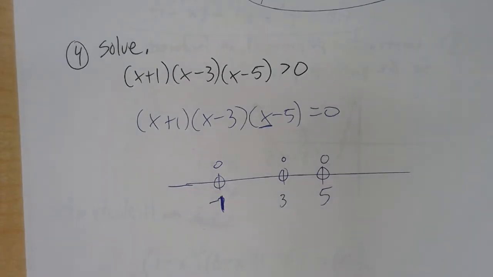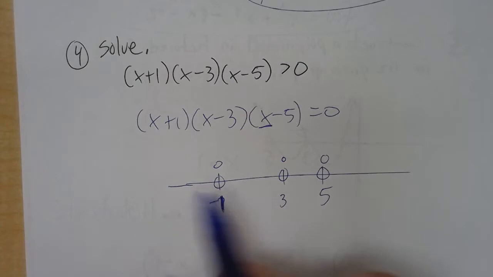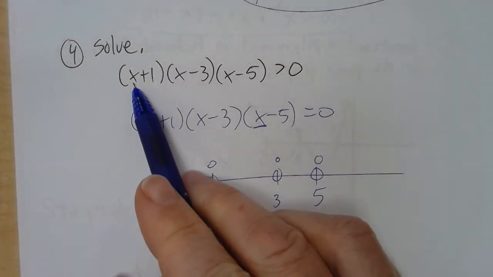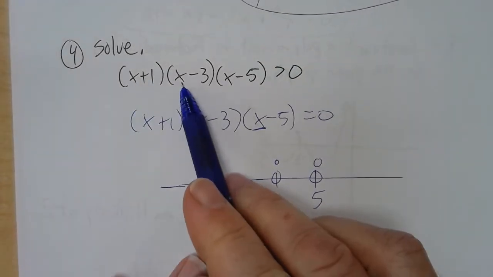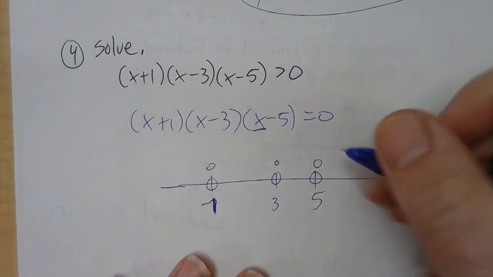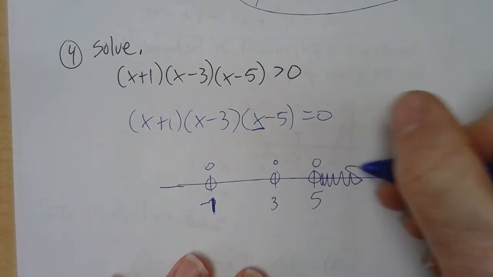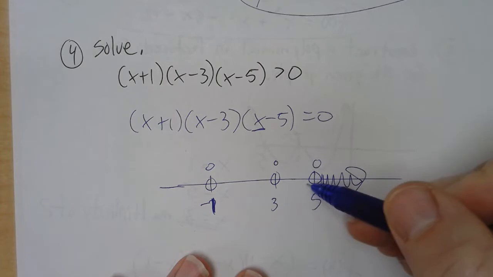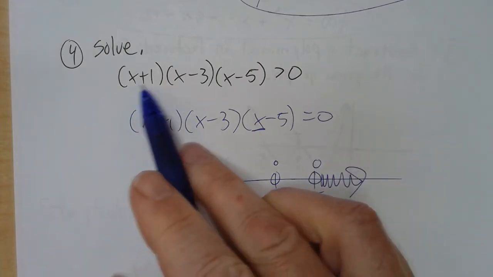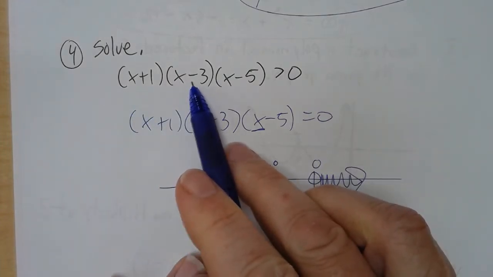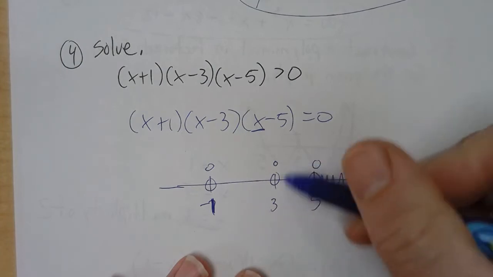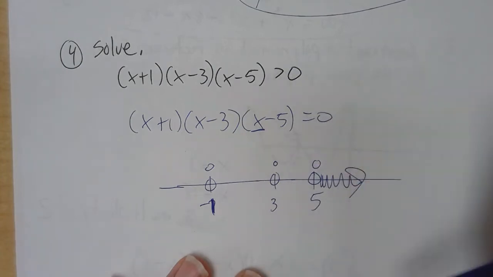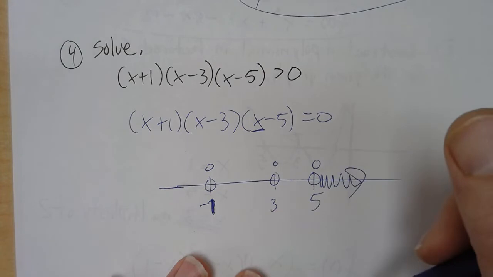So then I say, okay, what works? If I put a big positive in here, this would be positive, this would be positive, that would be positive, which is greater than 0. So this part here would be shaded. Then I would try 4. This would be positive, this would be positive, and that would be negative. So if I put 4 in, I'm going to get a negative, which is not greater than 0. So that interval doesn't count.